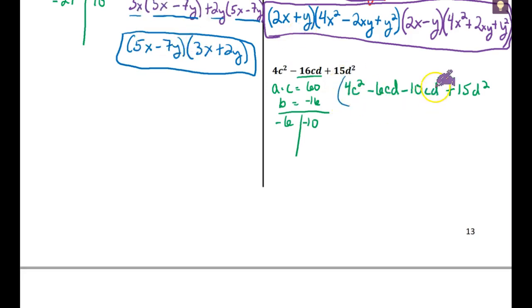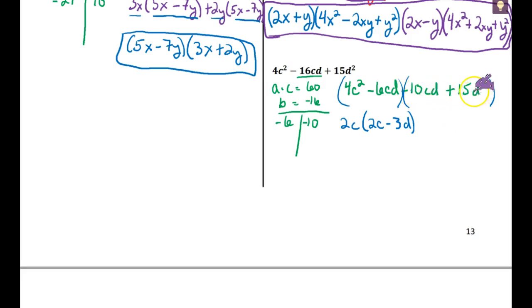So group my first 2. The last 2, I'll look for a GCF. I think the GCF of 4 and 6 will be 2, and they also both have a c in common. So what's left when I divide that out? 2c minus 3d. Right? 6 divided by 2 is 3. The c's divide out. I still have a d.